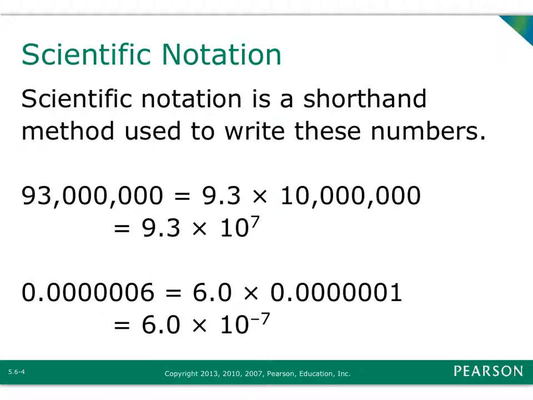So scientific notation is a shorthand method used to write these numbers in the power of 10. For example, 93 million miles can now be written as 9.3 times 10 million, or it can be written as 9.3 times 10 raised to the 7th power. This is much more convenient to write than the number itself. So in some sense, we can write the number in this format.